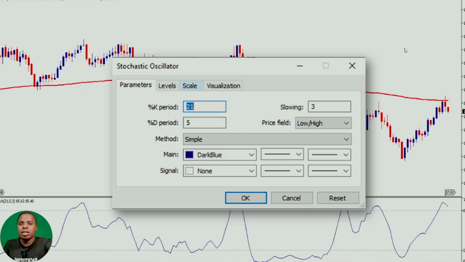How do you disable the signal line? You do this simply by coming here where it says signal. You click this drop down and then you put white if your background color is white, or you can select none. If you are on your phone, you can just put your background color to white so that it matches your background, so that you don't see this signal line. You only want the main line, and then everything is the same. So once you do this, you add your oscillator like this.